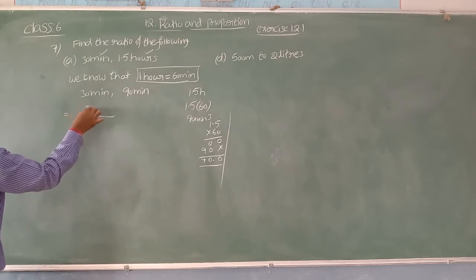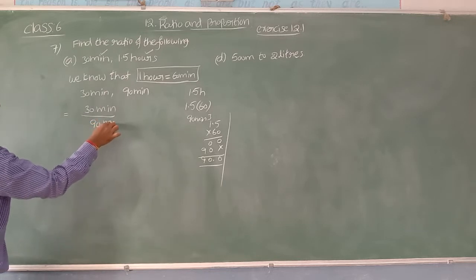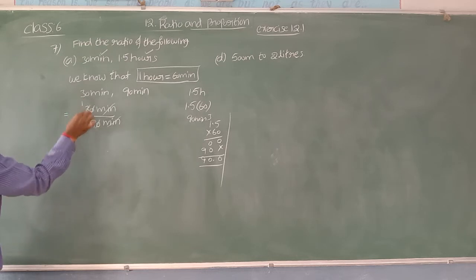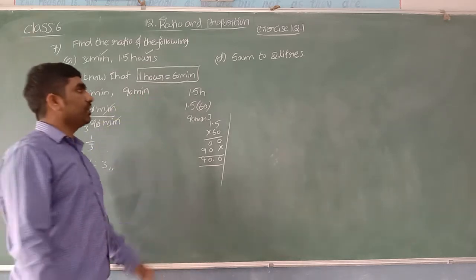By the division method we now compare 30 minutes by 90 minutes. The minutes cancel, the zeros cancel. 3 and 9, 3 is the common factor. 3 ones are 3, 3 threes are 9. I got 1 by 3, which is in simplest form. Now we can write it with the help of the ratio symbol, which is 1:3.